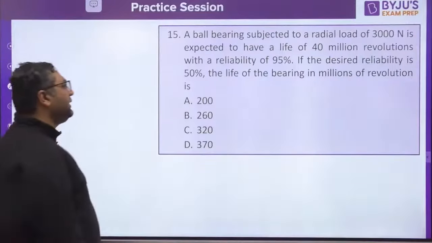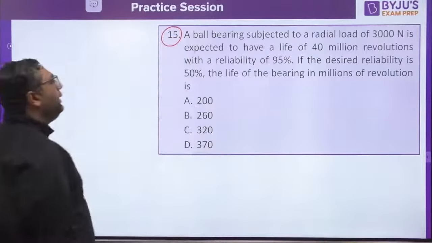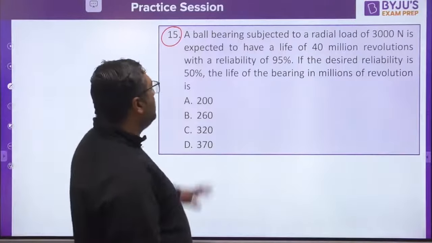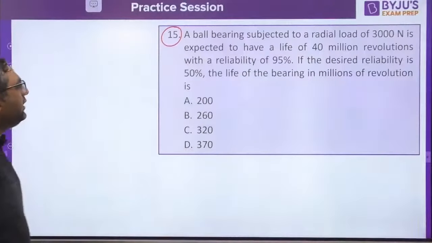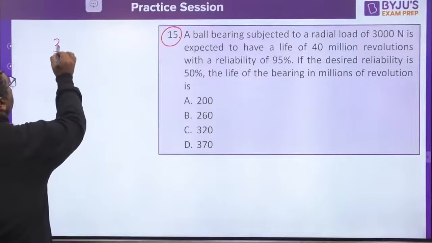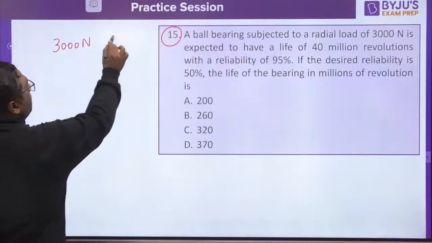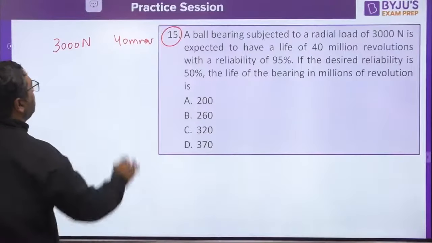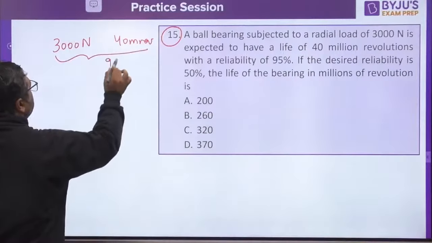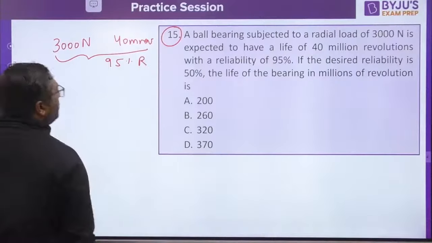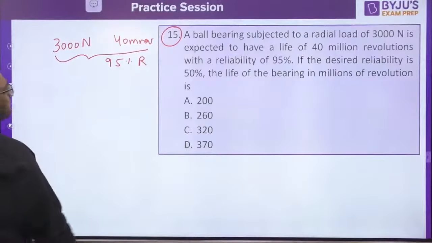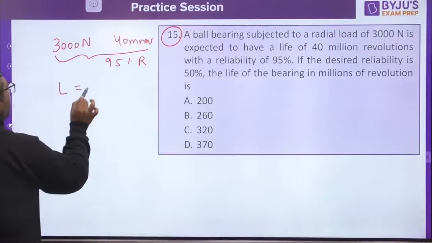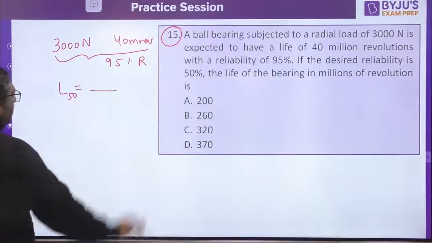Question number 13 is once again from the ball bearing. A ball bearing subjected to a radial load of 3000 Newton is expected to have a life of 40 million revolution. So my dear, 3000 Newton, life is 40 million revolution, and this is with a reliability of 95%. Similarly, we have desired reliability of 50% and life is to be asked. So what is life for 50% reliability?